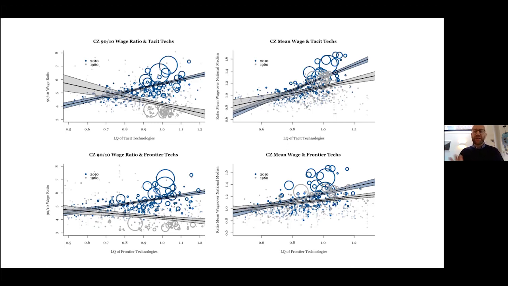On the right-hand side, we see a couple of scatter plots that do the same thing, except instead of looking at internal inequality, we're looking just at average wages, which is one way we could think about overall interregional inequality. It's not the only one. And here we see not exactly the same picture, but nonetheless a differentiated relationship such that places that are most focused on tacit and disruptive technologies have higher wages than those that are less focused on that stuff. In 2010, it's also true for 1960, but it's a weaker relationship.